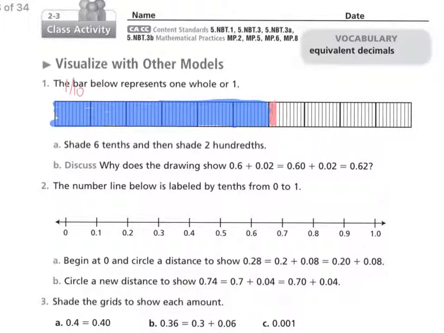Now part B is a discussion question, and it's asking you why this drawing up here is showing 6/10ths plus 2/100ths is the same as 60/100ths plus 2/100ths, which equals 62/100ths. Now I'd like you to pause the video and take a minute to think about why this is true and how we demonstrated that up here. And I'll be asking for your input when this lesson is over.